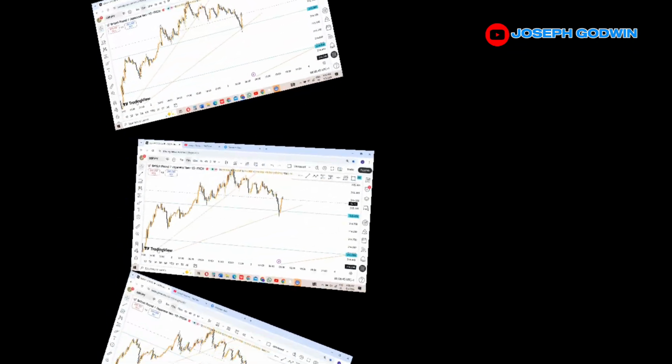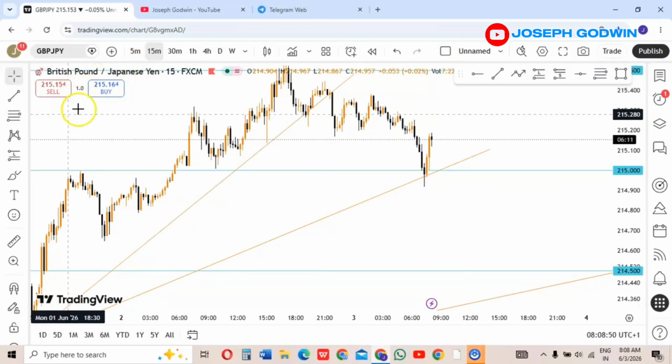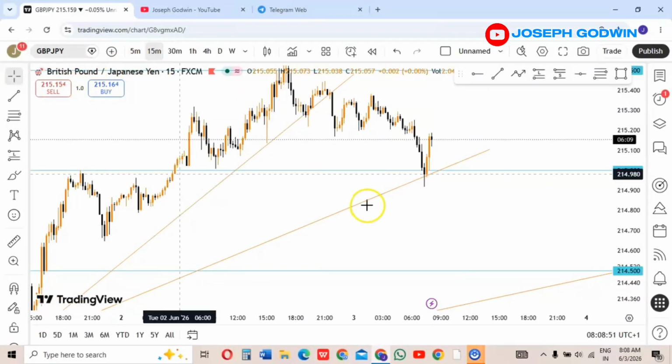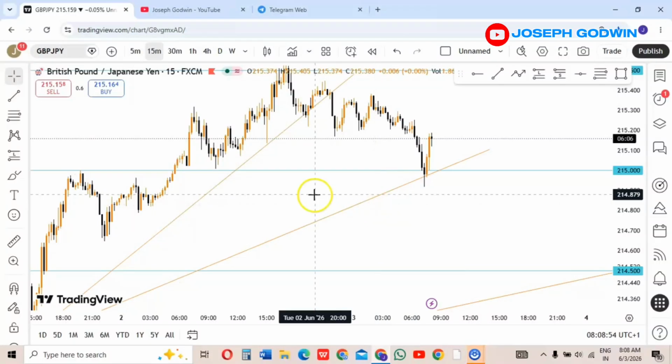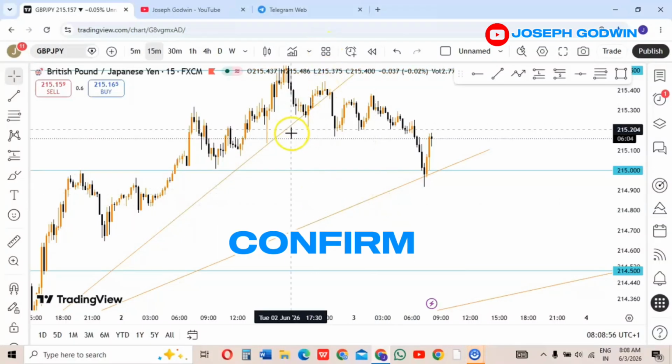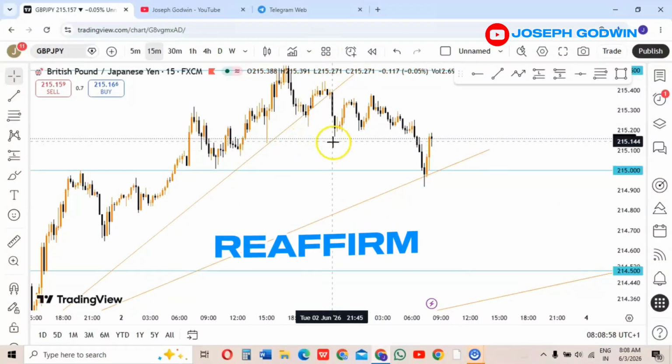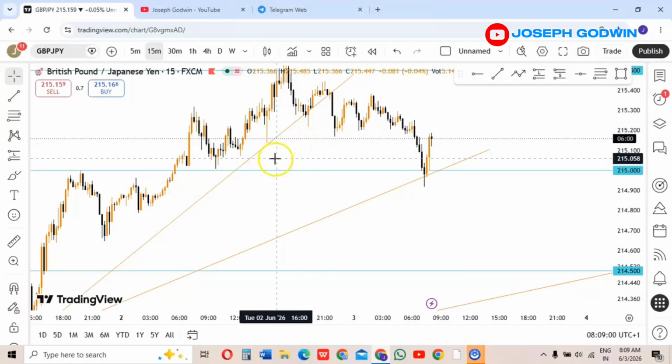Today I'm going to tell you guys the strategy that I've been using for over the years. Ever since I started trading, this has been the strategy that I've been using. So today I'm going to confirm, affirm and reaffirm that the strategy still does work. Before we continue, I would like to show you guys something.